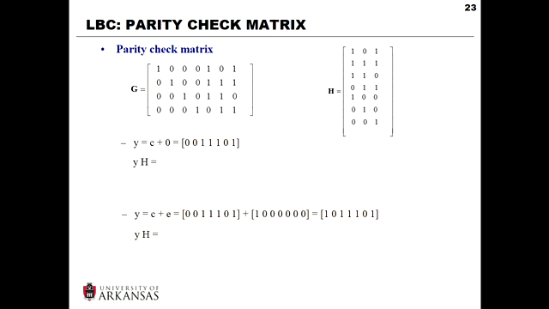So this is our generation matrix, and this is our parity check matrix. If everything is fine, if we transmit the code word and there is no error, this is what we receive. So we can use this Y to multiply H to see if it's 0. So let's do this together.